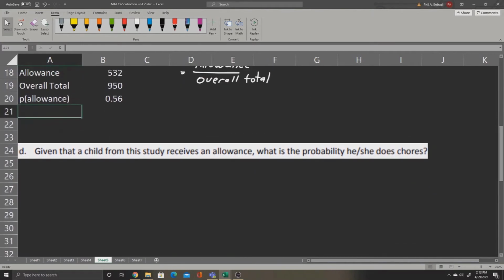In Part D, we are asked, given that the child from the study receives an allowance, what is the probability that he or she does chores? When we work probability problems, we need to be on special lookout for the word given. When you see the word given, that means look only in a certain category. This also means don't use the whole table.